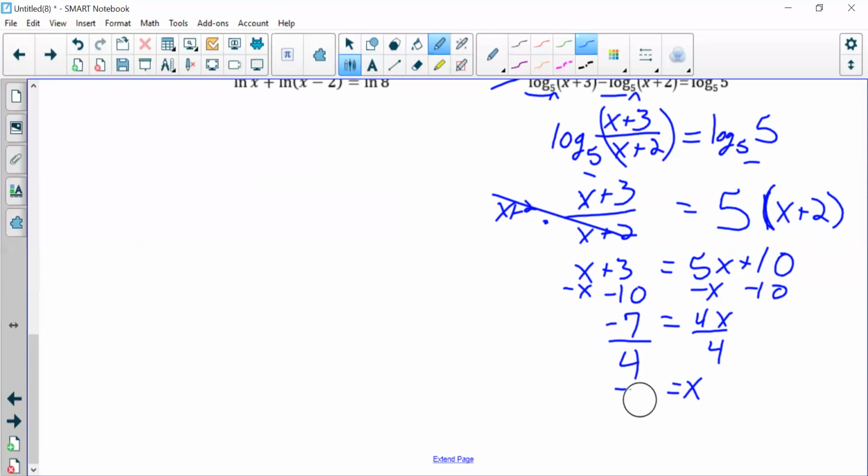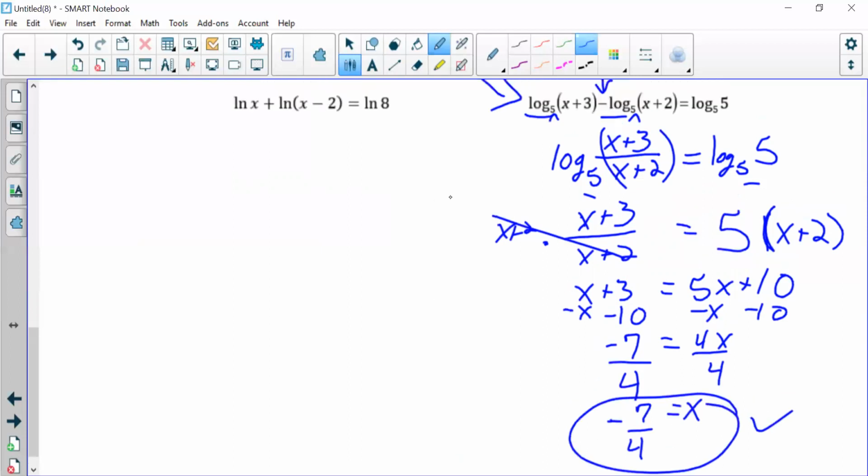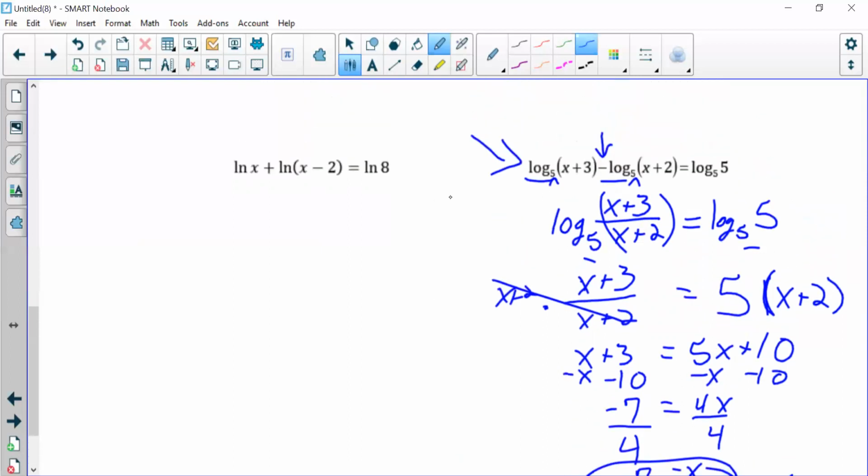Let me try that again to make that legible. Negative 7 fourths. And if we plug that in and check it, we'll see that it does indeed check. Real quick, since we still have some time, I want to go back and let's look at this last example here. All right.